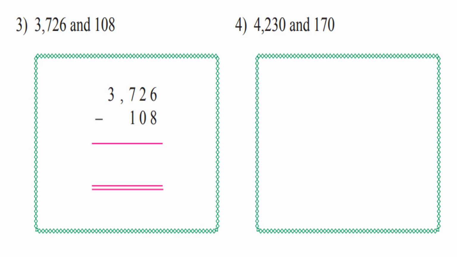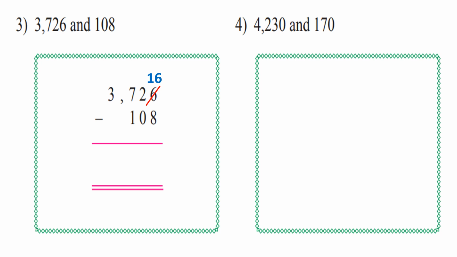Number 3. Number 3 is 3726 and 108. Okay, you rewrite the numbers, and then here we solve the first number. The ones place is 6 minus 8 cannot be, you borrow from tens, 6 becomes 16, and 2 on the other side becomes 1.